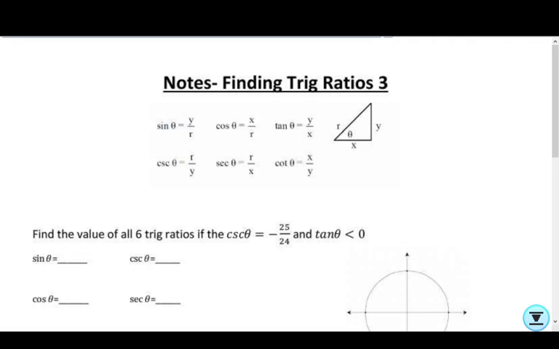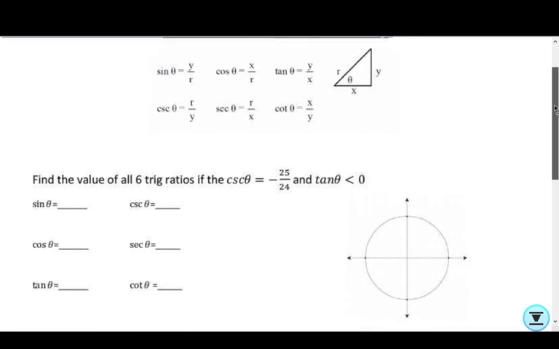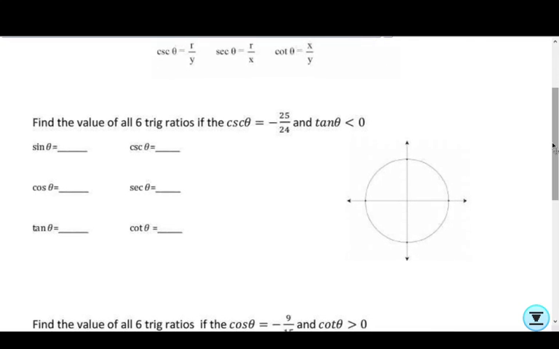Okay, so the last time when we were finding trig ratios in our last video, we were given two pieces of information and we had to set up our triangle and find one of the trig functions. Today, we're going to be doing the same thing, except we're going to find all six of them. Well, technically five, because we're given one of them. Okay? So they've given us cosecant, so at least we get one right automatically.